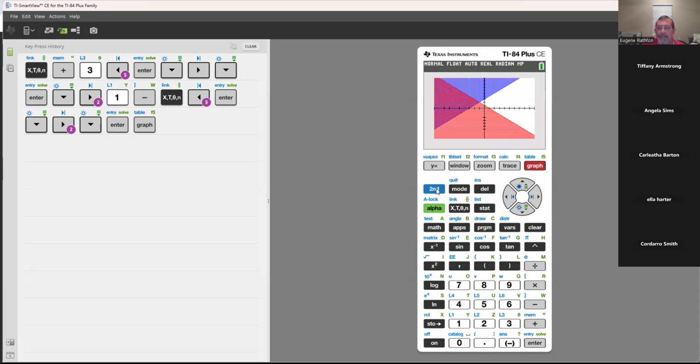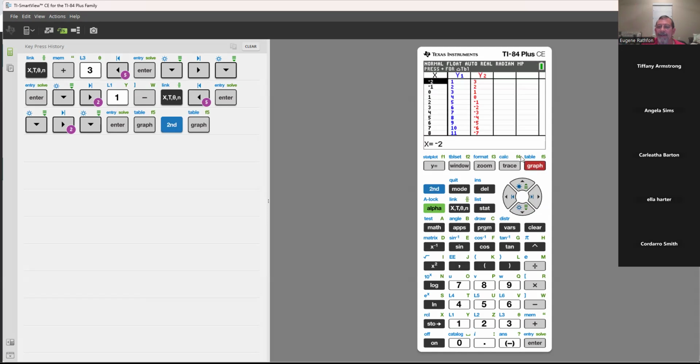And then y'all watch this. If I go to second graph to my table, look here, it gives you the x values. For the first graph, you would have -2, 1, -1, 2, and so on. For the second graph, you would have -2, 3, -1, 2, 0, 1, and so on. It does a table for both of the lines you're graphing, okay?